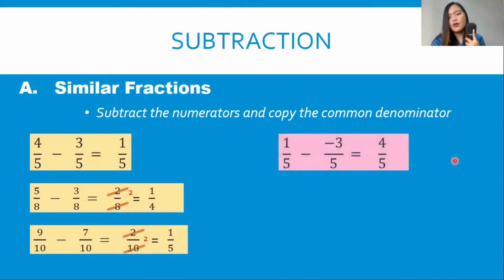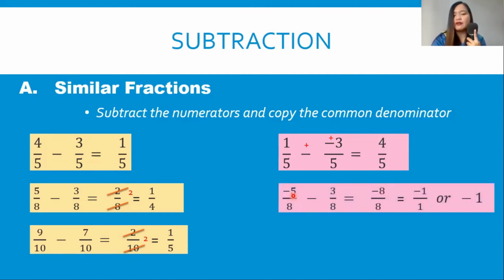Another example is when you have 1/5 minus negative 3/5. Take note, we are dealing with signs now because we have a negative number here. Proceed with the keep, change, change. So it becomes 1 plus positive 3, that's 4, and then copy the common denominator. Did you get it?